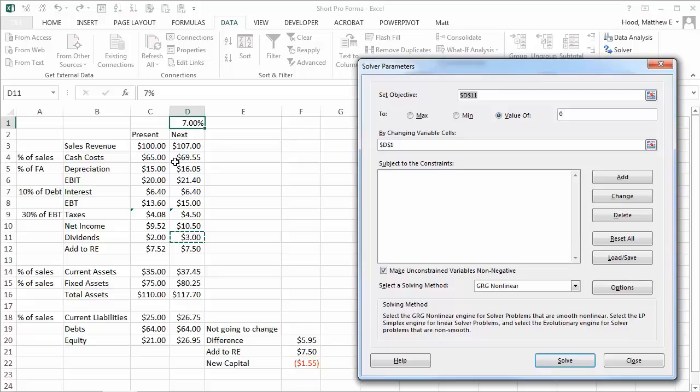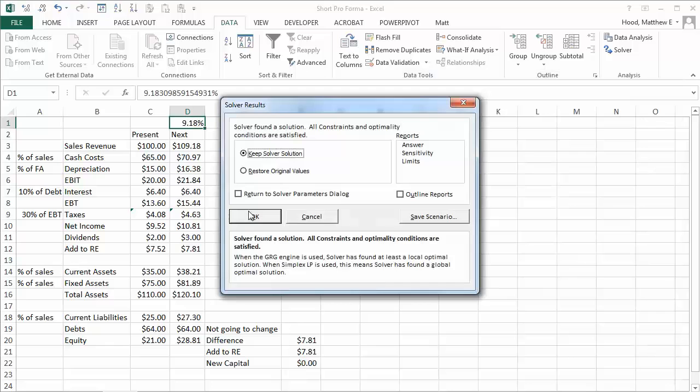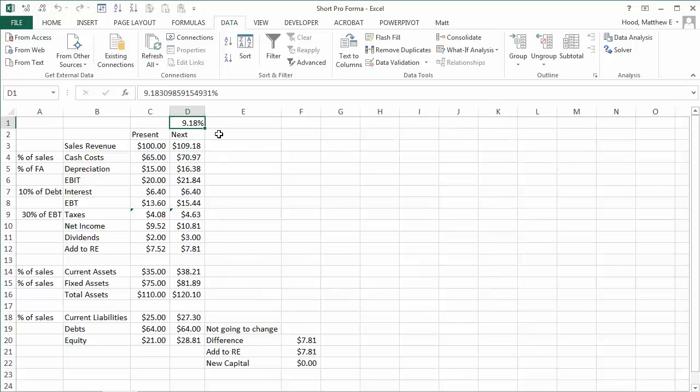So I want to set this new capital number to 0 by changing that cell. Let's see what it says. A 9.18%. So 9.18% growth is going to make it so I can pay a $3 dividend and not need any new equity or actually any new debt. I've already decided that part.